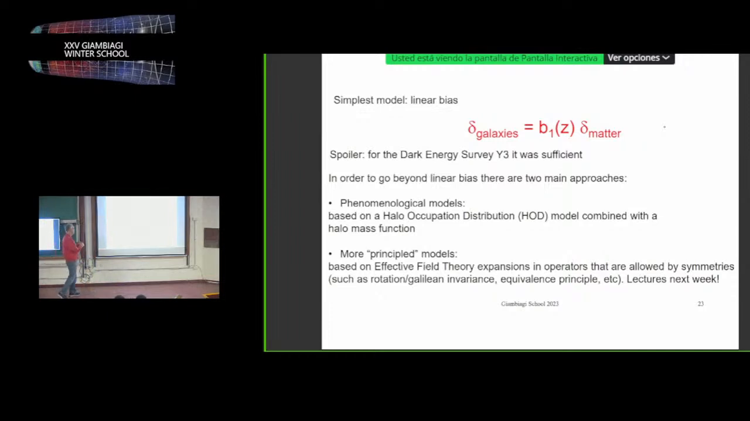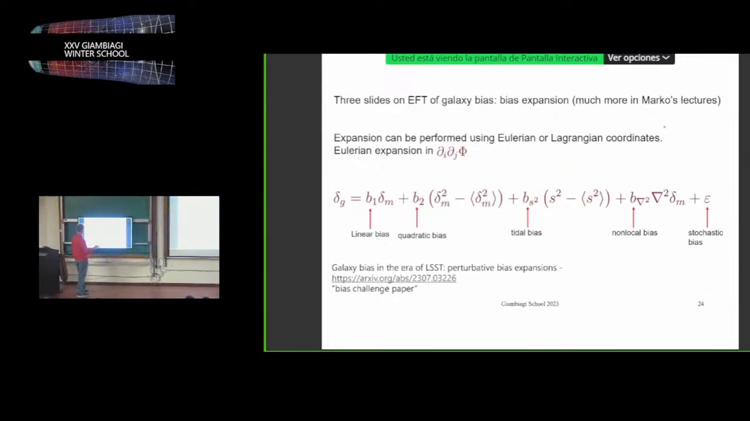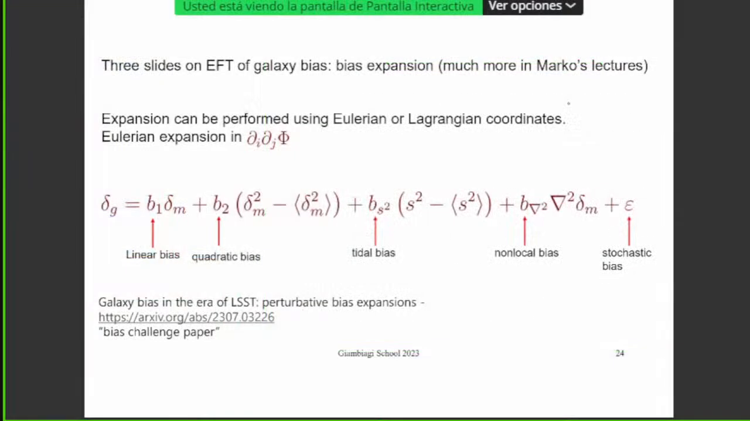And then there's another way, which I would call more principled models, which are based on effective theory expansions. And this is something you will hear again next week from Marco. These are using operators that are allowed by symmetries to expand the bias. It's called bias expansion. I think I have only one slide on that, and I don't want to go through this. I think Marco will do it. But it's a relation between the galaxy density perturbation and the dark matter density perturbation that is much more complicated.